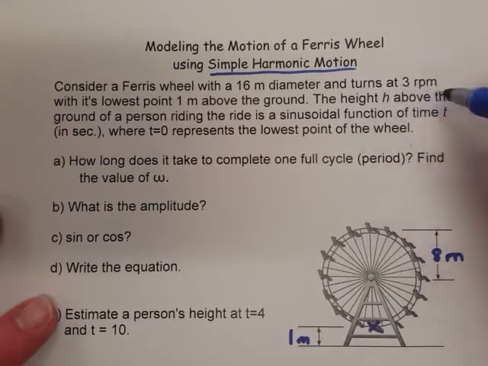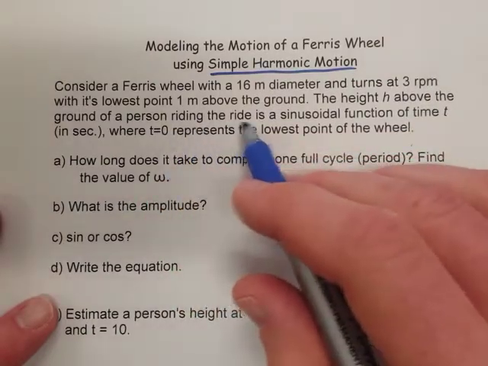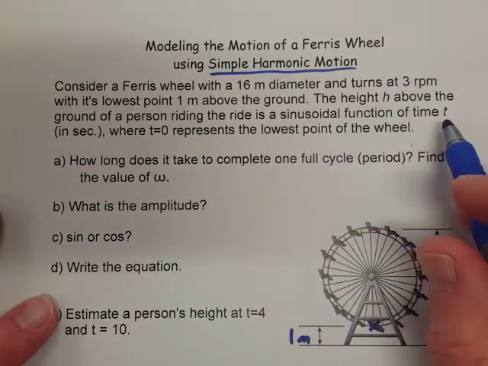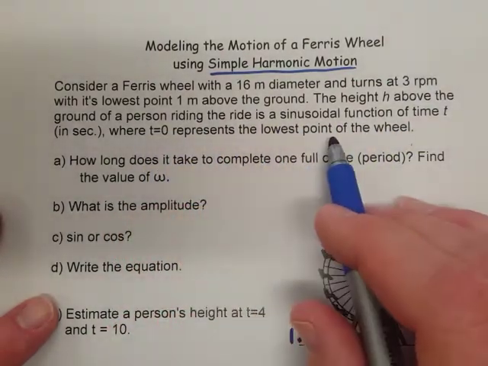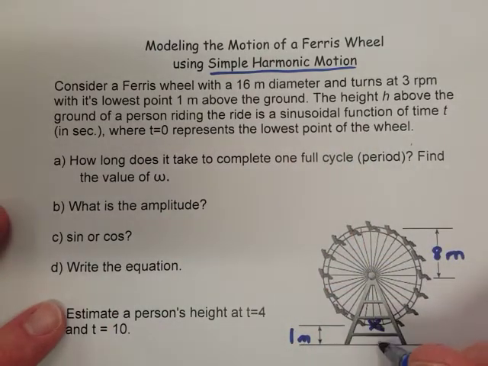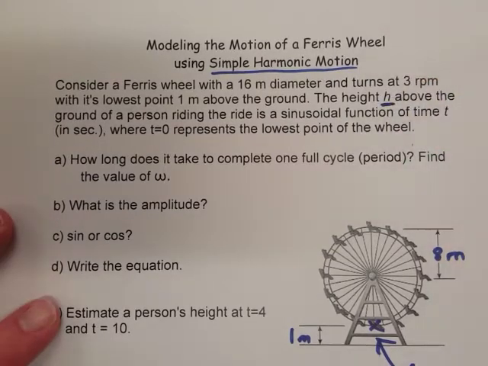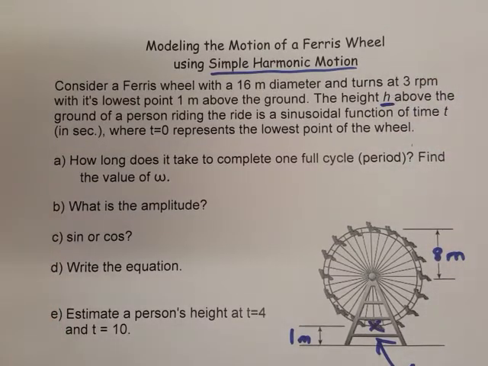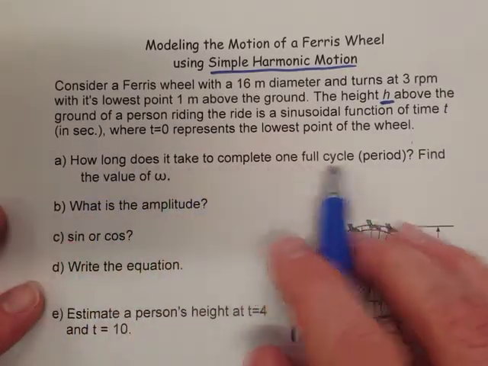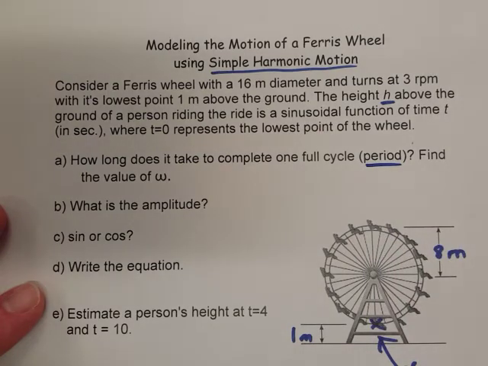Then it says the height above the ground of a person riding the ride is a sinusoidal function of time t, where t equals 0 represents the lowest point of the wheel. So this t equals 0 is right there. Now it says h is our height. We're going to use that as our variable in this case for y. It says, how long does it take to complete one full cycle or period in this case?